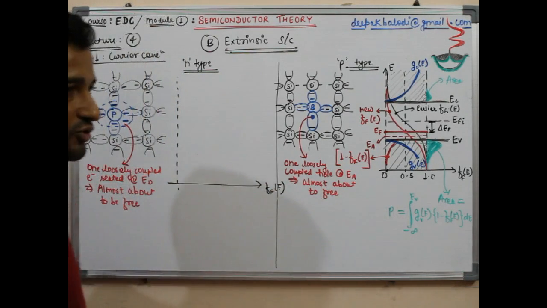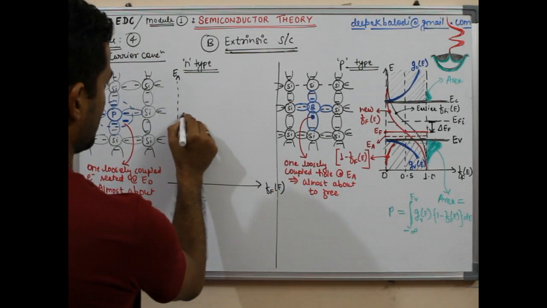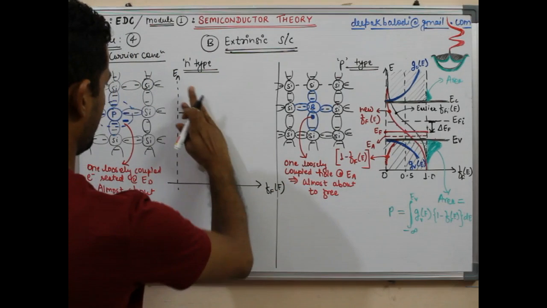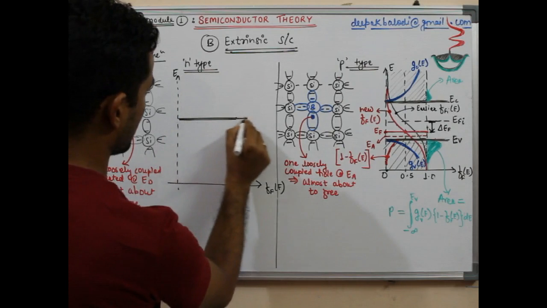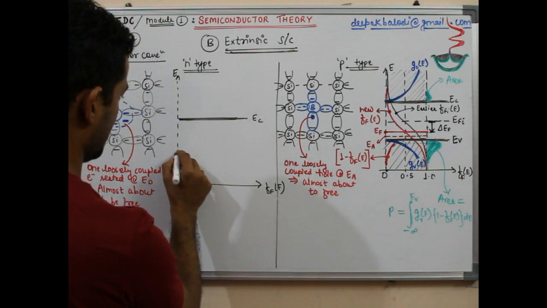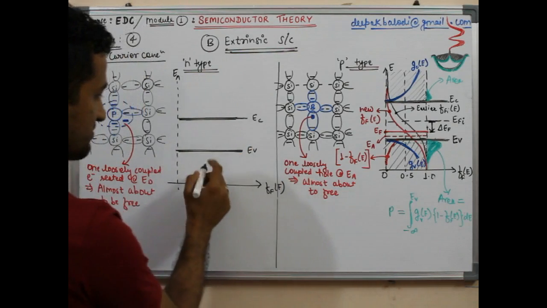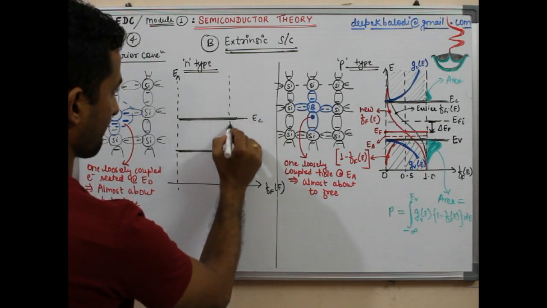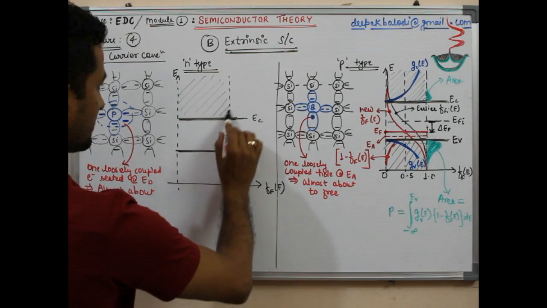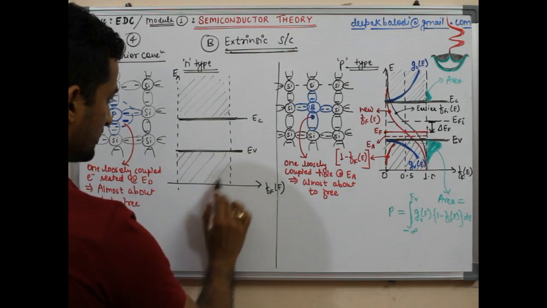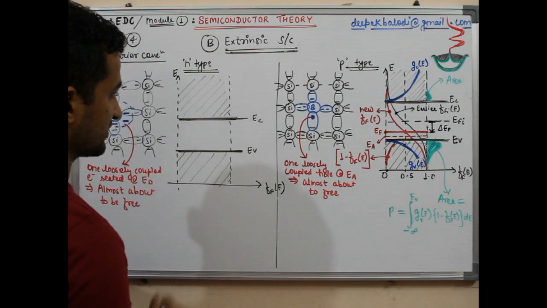So on the horizontal scale, I am showing the Fermi Dirac function. This is the energy scale, and let me draw this dark line for EC, and this dark line for EV, the valence band edge. All this shaded portion is the conduction band, and the lower shaded portion is the valence band, much lower and much higher, and in between there is no allowed energy state.